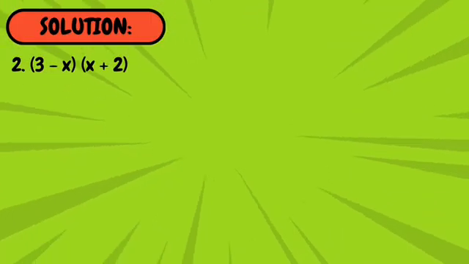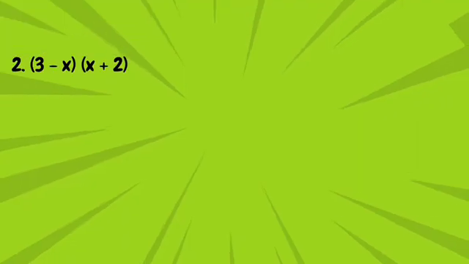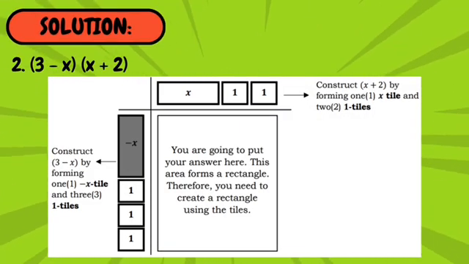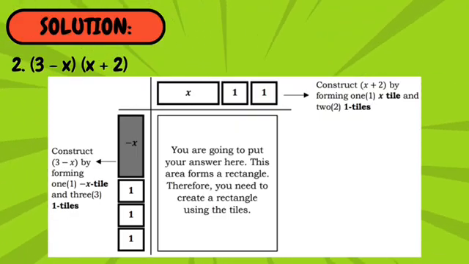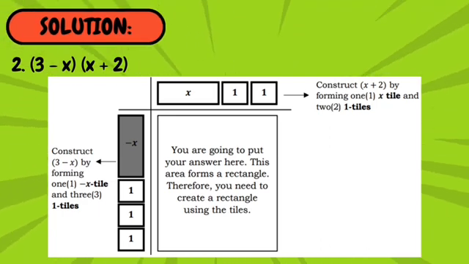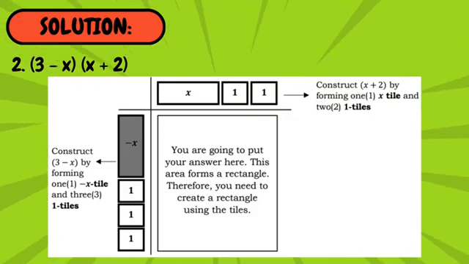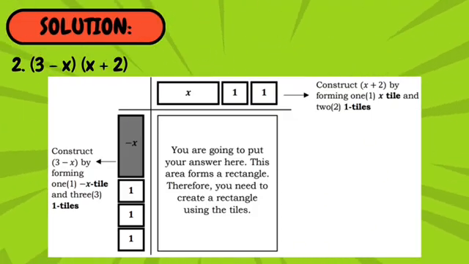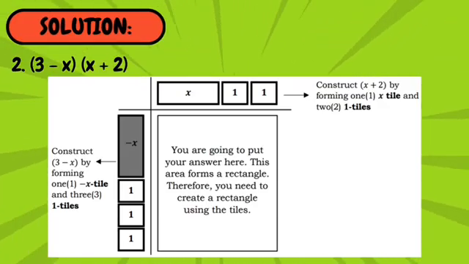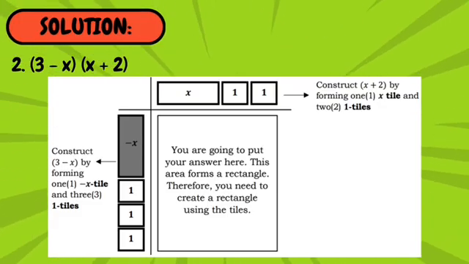Now, try to solve this example. 3 minus x multiplied by x plus 2. Since it's a multiplication operation of polynomials, we need to put a table for us to represent the operation using the algebraic tiles. So, to represent 3 minus x, we need to construct 3 minus x by forming 1 negative x tile and 3 positive 1 tiles. To represent x plus 2, we just need to construct x plus 2 by forming 1 x tile and 2 positive 1 tiles.